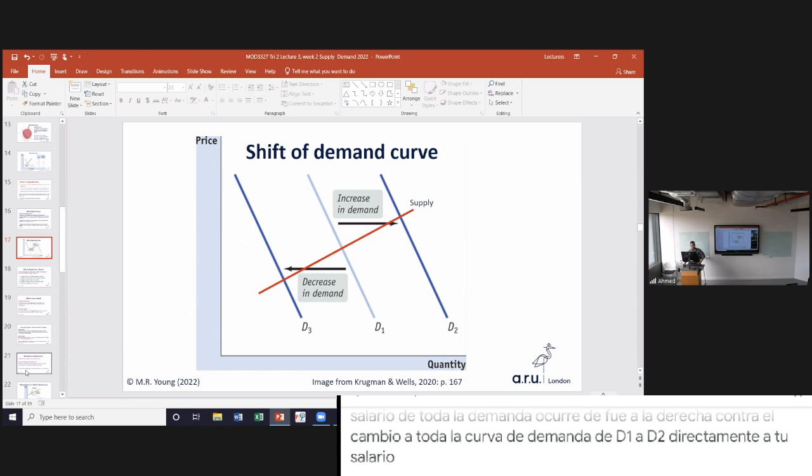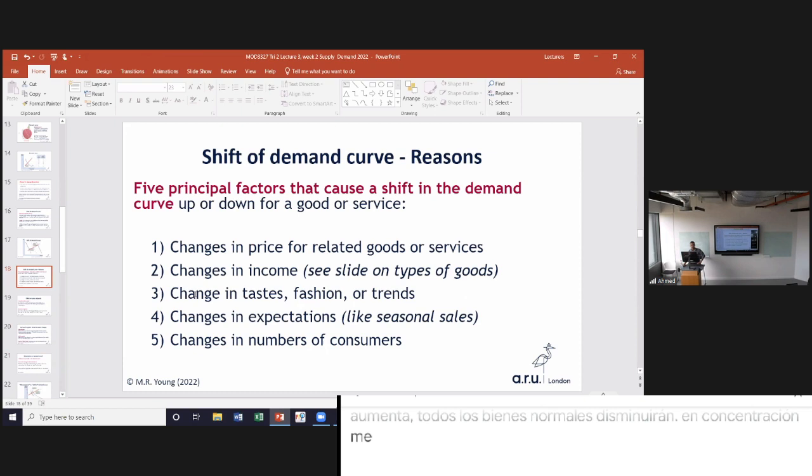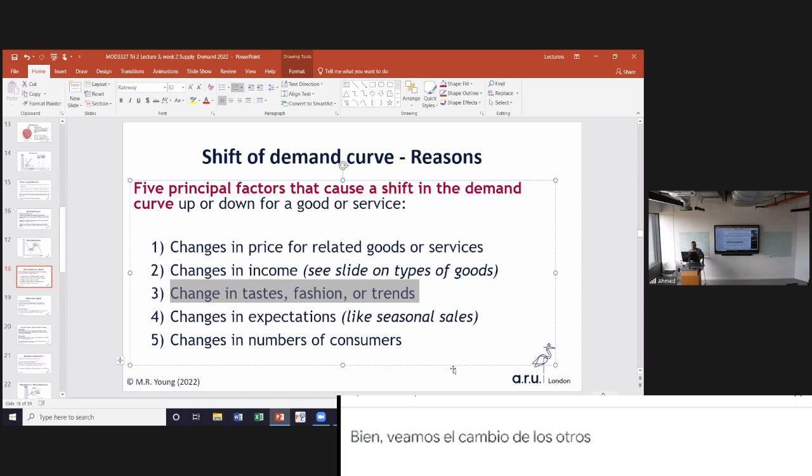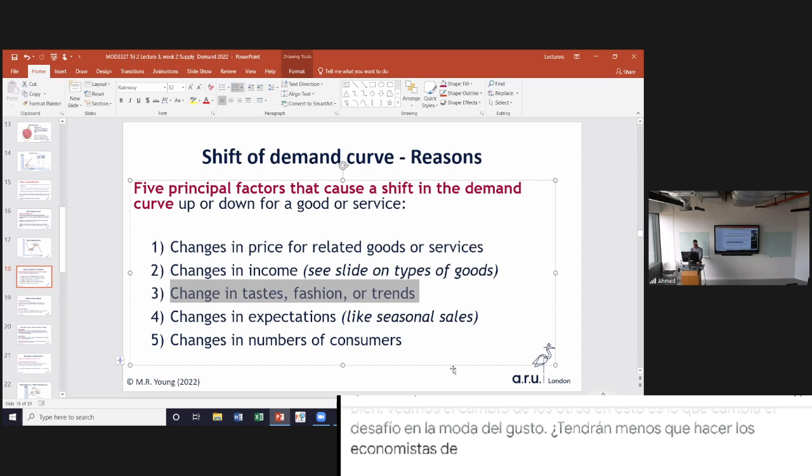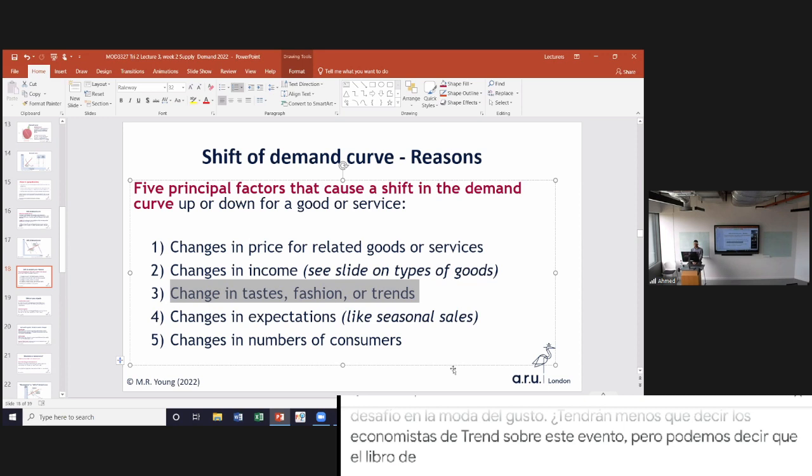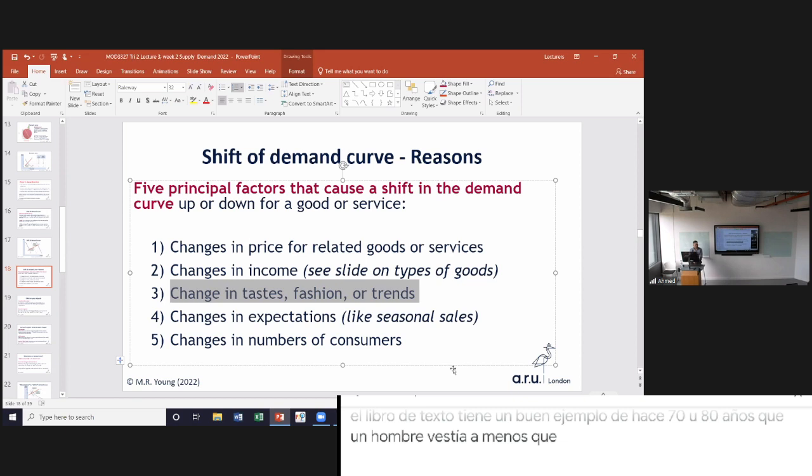Okay, let's look at the other ones. Changes in taste, fashion, or trends. This is more challenging. Economists have less to say about this, okay? But the textbook has a good example. Like 70 or 80 years ago, a man was not dressed unless he had a hat. That has now changed. Hats are not part of our dress code, really.